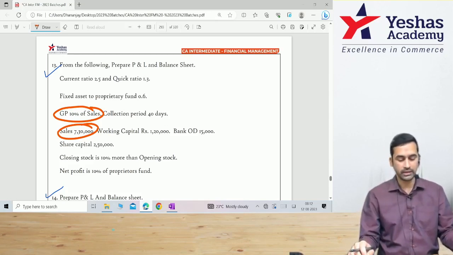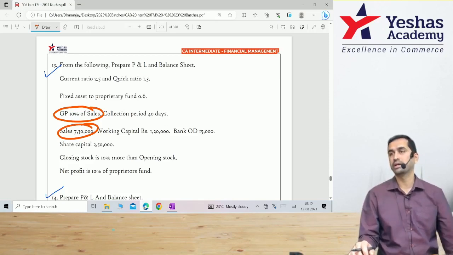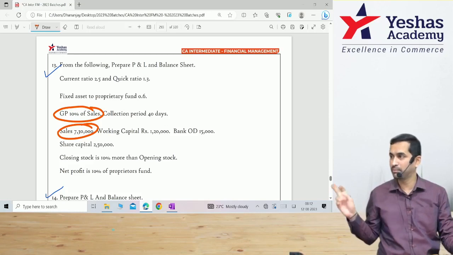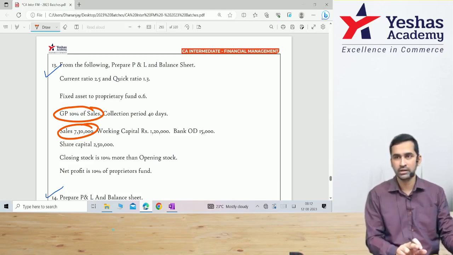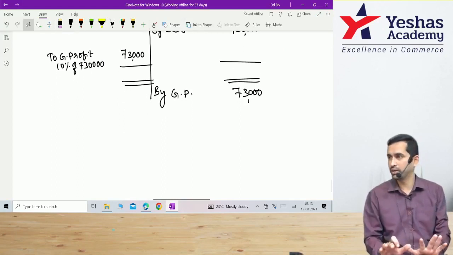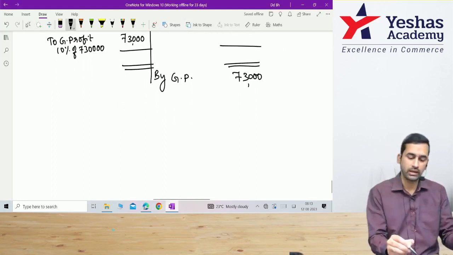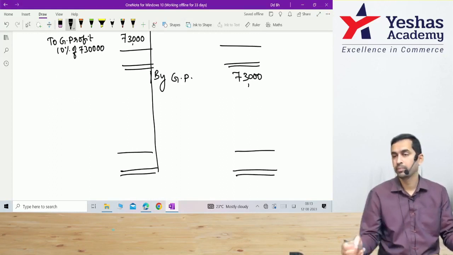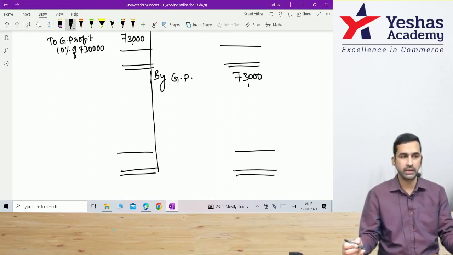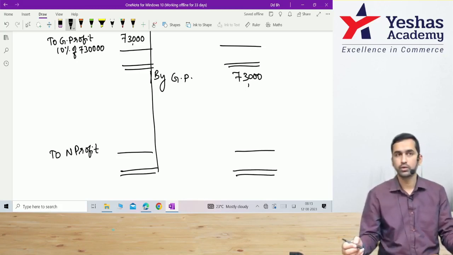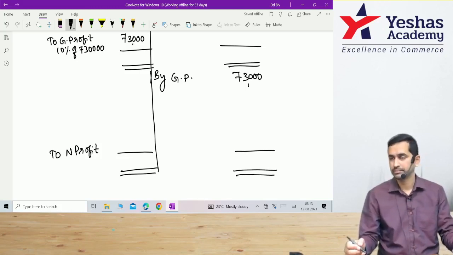What else? Then they said net profit is 10% of proprietary fund. Now proprietary fund is share capital plus reserve. That will come in balance sheet. So without that, I can't even fill net profit. So with available data, this is all that I can do in trading P&L account. I'll leave another 5 lines to complete my P&L account. This will end with net profit, I don't know as of now. I'll keep it blank.